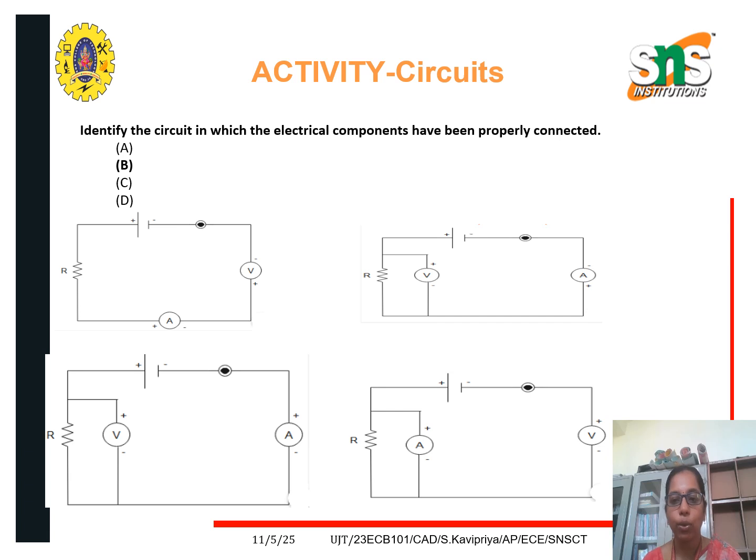In a circuit, the ammeter has to be connected in series and the voltmeter has to be connected in parallel across a resistor. The condition is satisfied by circuit B.